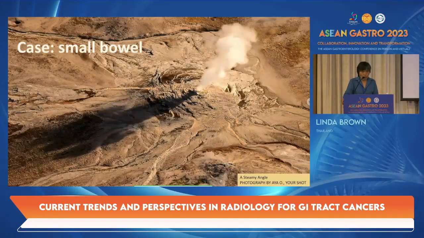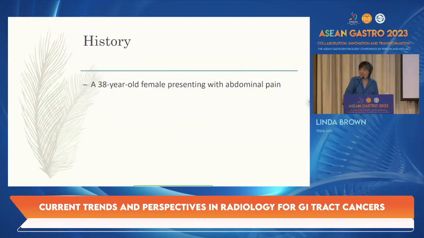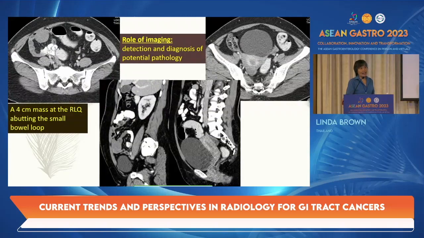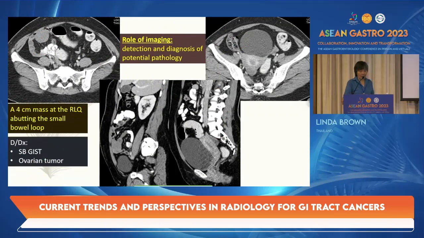So let's move on to small bowel. This is a female, 38 years old. She presents with abdominal pain. So at that time, we used CT to find out the cause of her abdominal pain. And we found that she had a 4-centimeter mass right there, at the right lower quadrant. It abuts the small bowel, and it's around the right adnexal region. So at this point, we think that she probably has a tumor because it's a solid mass. It's probably a small bowel cyst, or it could be an ovarian tumor.